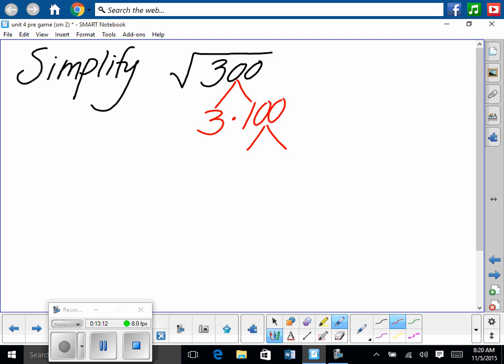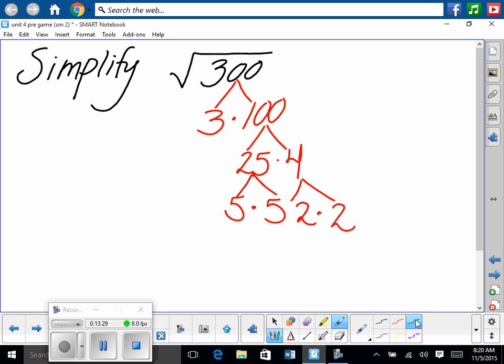100 breaks down into, let's go with, why not, 25 times 4. 25 breaks down into 5 times 5. 4 breaks down into 2 times 2. So we've rewritten this as prime factors. Do not double dip. Cross out what you've rewritten if you must. So there's not a 25, there's not a 100. We've rewritten it as these prime factors.